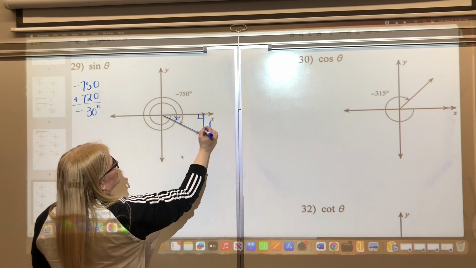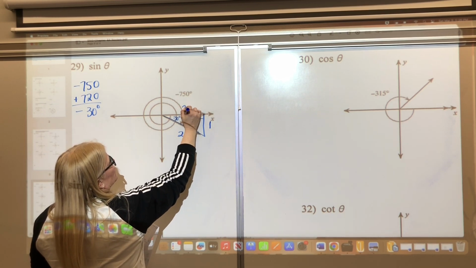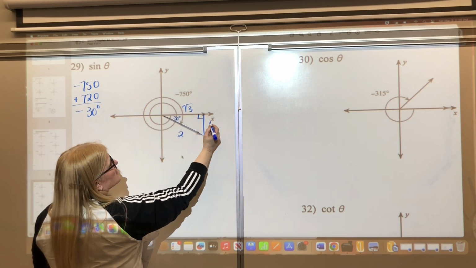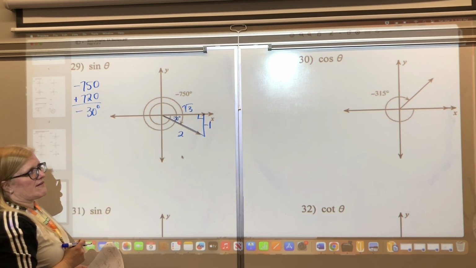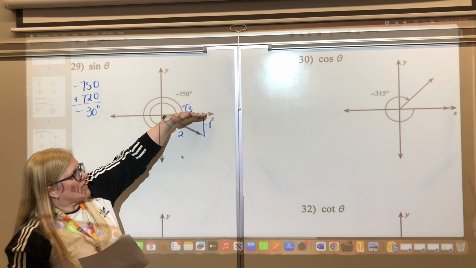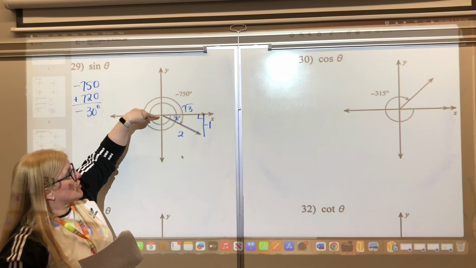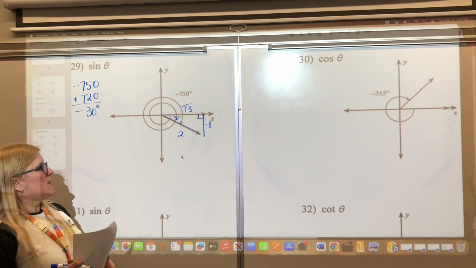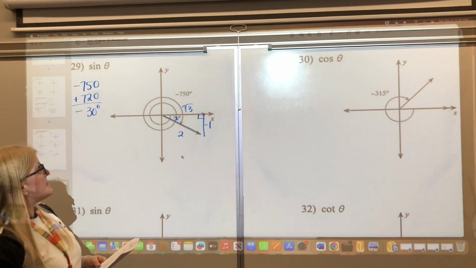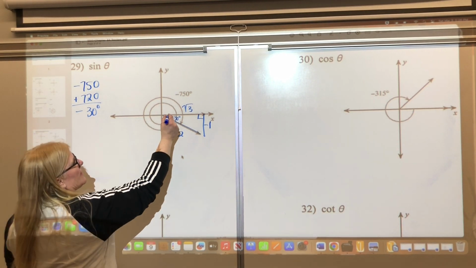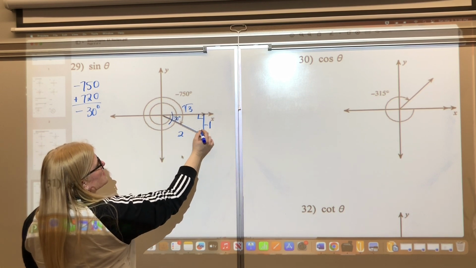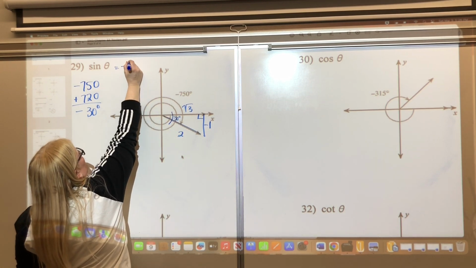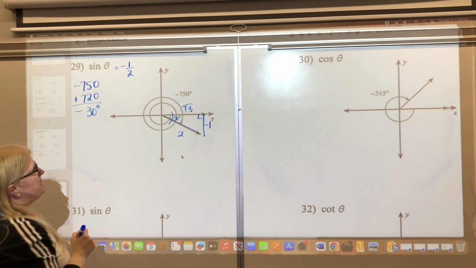And here's your 1, 2, root 3. Your root 3 is positive, but your 1 is negative because it's on the negative side of your y-axis. It's underground. Underground is negative. Okay, and we want sine. So that's your opposite over your hypotenuse. So it's negative 1/2.